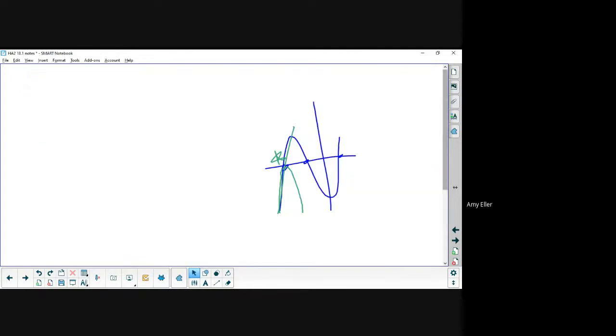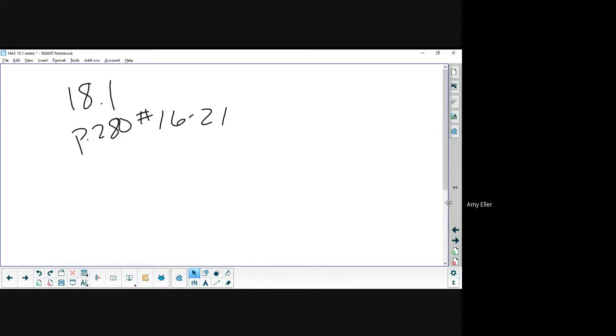Let me put your homework up to get started. No, I don't know what the equation would be. I don't even know what you're talking about. But you would draw the graph and then it would. Yeah.